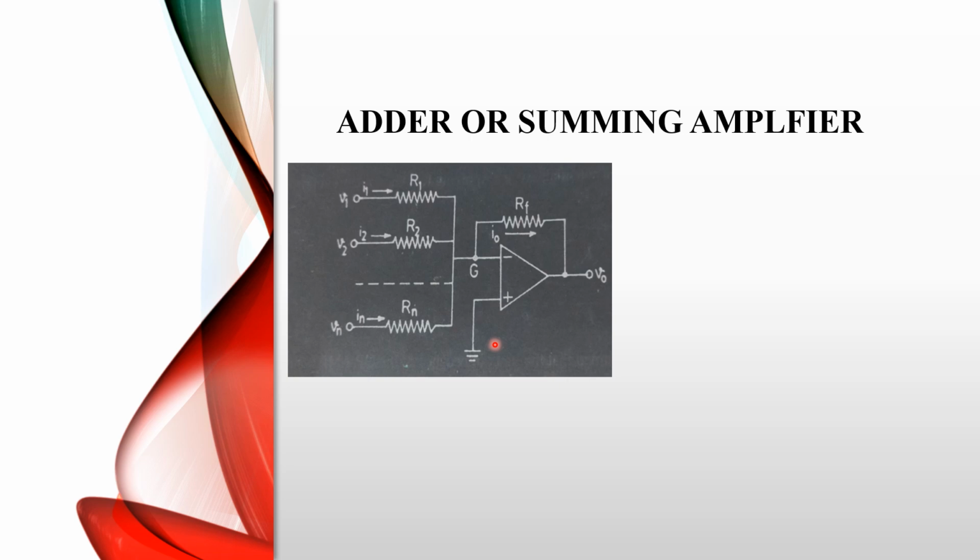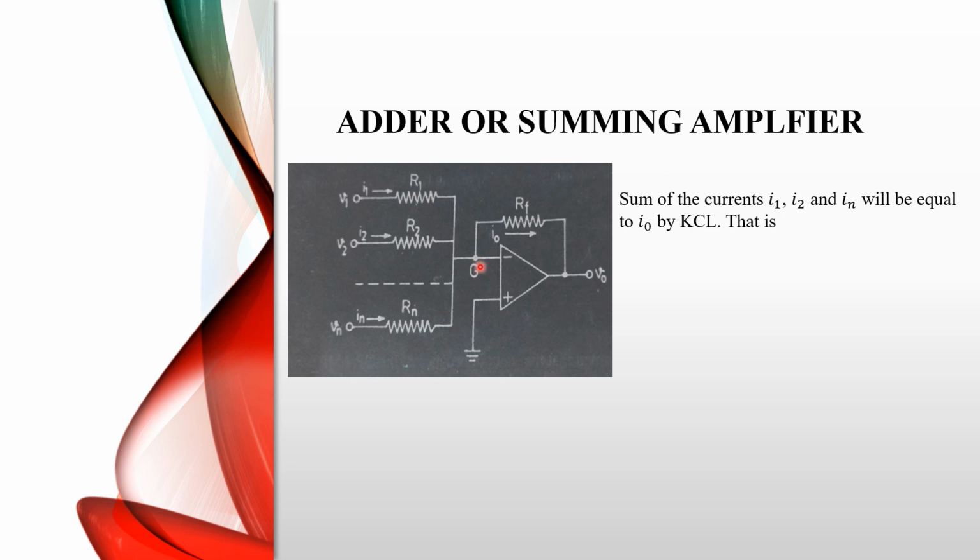Okay, so first of all, the sum of the currents, that means I1, I2 and In, will be equal to I0 if we apply Kirchhoff's current law at the point G. We already talked about this topic: G point is the node point or the virtual ground point, which is actually not connected but virtually it is connected.